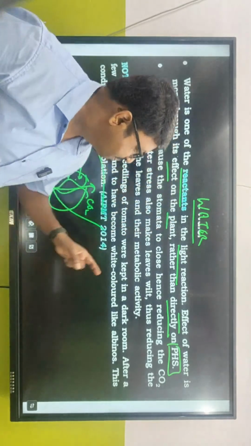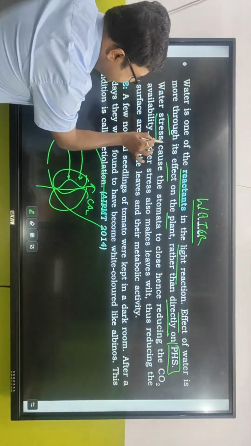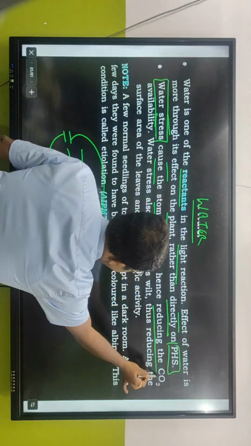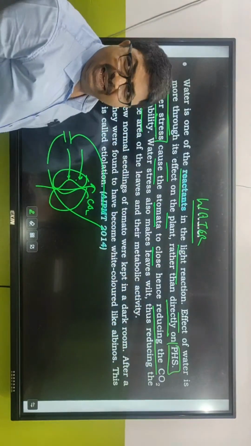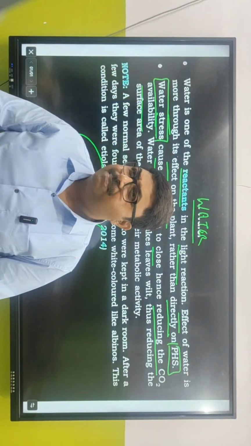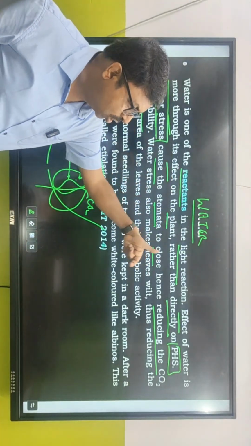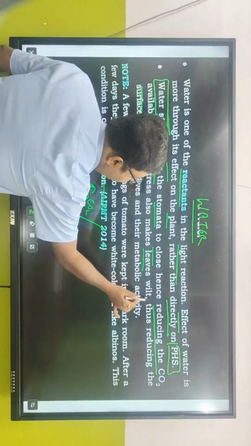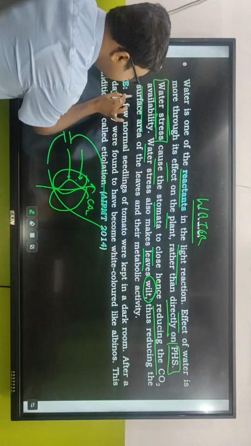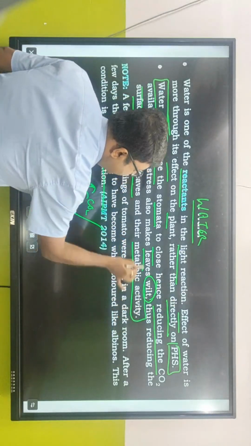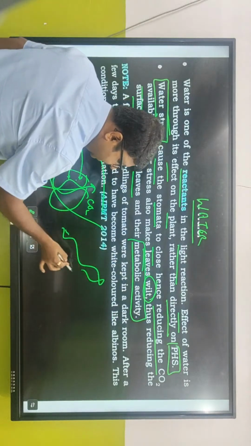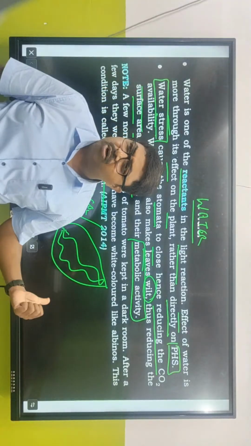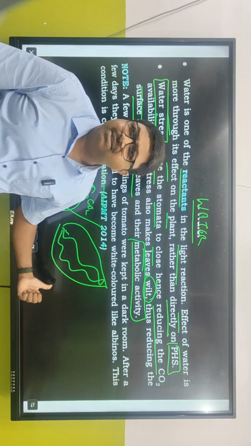Okay, so কি হবে? So water stress, stress বাড়িয়ে দিয়েছিস তুই। Water stress causes the stomata to close, hence reducing the carbon dioxide availability. If there is a loss of water, stress is going to make the stomata close. তাহলে কি হবে? কার্বন ডাইঅক্সাইড ঢুকবে কম। Water stress also makes leaves wilt, thus reducing the surface area of the leaves and their metabolic activity. কি রে, একটা লিফ এরকম অবস্থা, আগে এরকম ছিল, এখন ওটা শুকিয়ে উইল্ট করে গেছে, সারফেস এরিয়া কমে যাবে না? So what is going to happen to the surface area? It's going to get decreased.